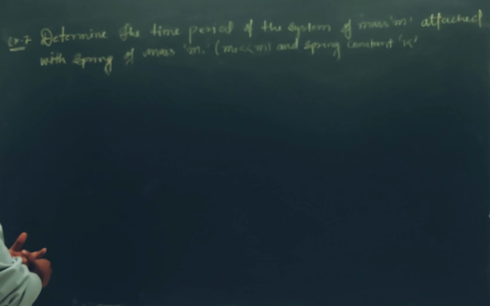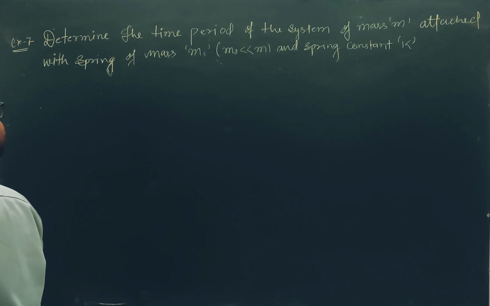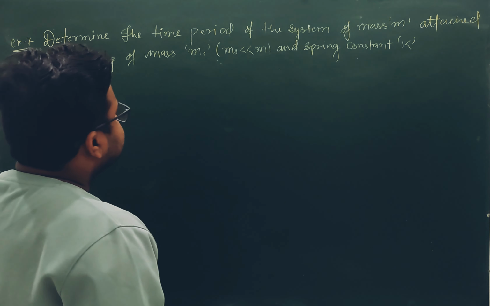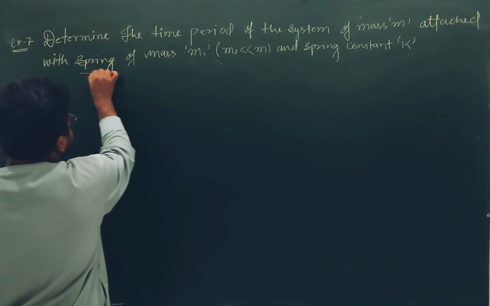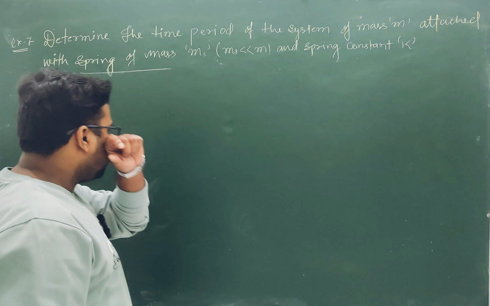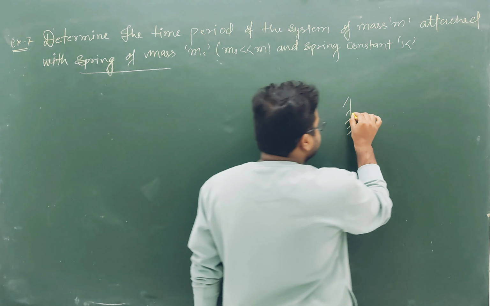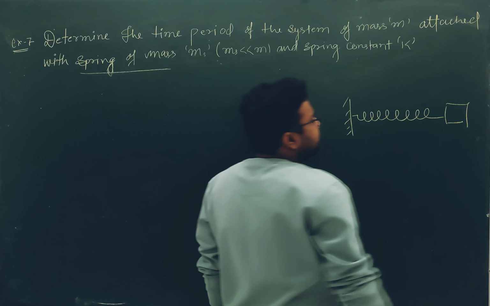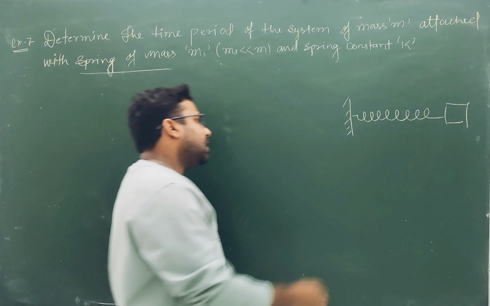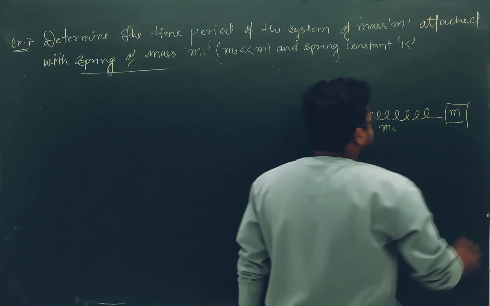Okay, so this one is question number 7, and the question is: determine the time period of the system of mass m attached with a spring of mass ms and spring constant k. You are all facing a problem just because here the mass of the spring is given. We already solved many questions based on the spring-mass system, but one thing was common in all of them: the spring was massless. Here the mass of the spring is given, that is ms, and the mass of the block is given, m.